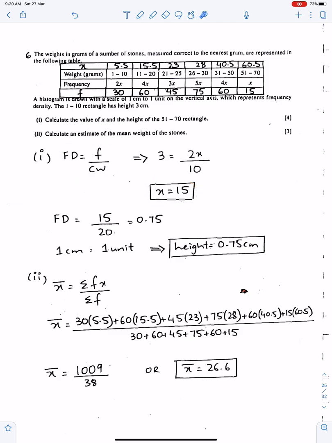Now we need the frequency density of this. The class width is 20, frequency is x, which is 15. So the height will be 0.75 because 1 centimeter is 1 unit. Now we need mean. Mean is simple, you know, sigma fx over sigma f times this. You need to get the average of class intervals. This is the exact answer and this is the estimated answer. Give both the answers.